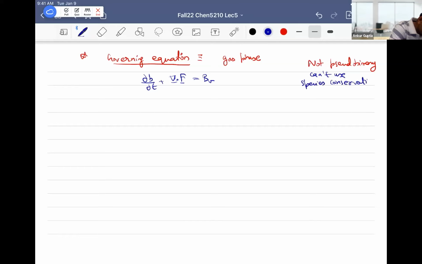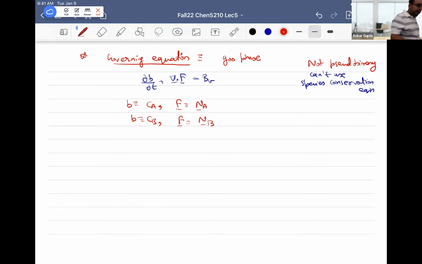So G can be CA, in which case F would be NA, or G can be CB, in which case F would be NB. There was some confusion last time, I want to emphasize: this equation is general. I just change my scalar and my fluxes, and I can get it.